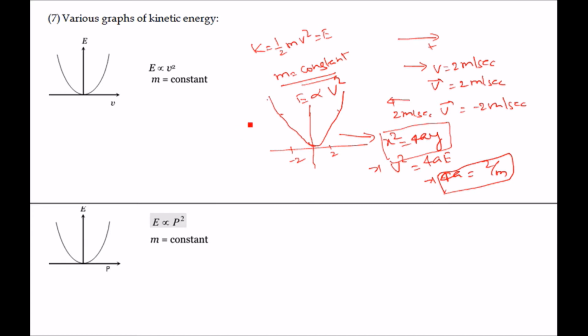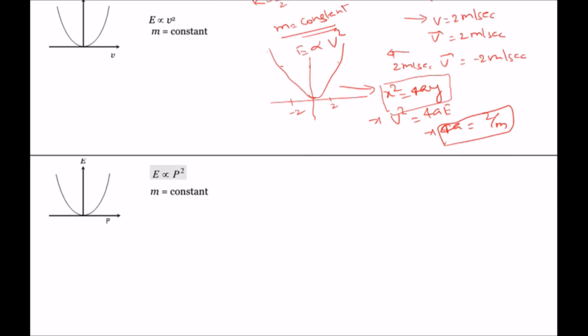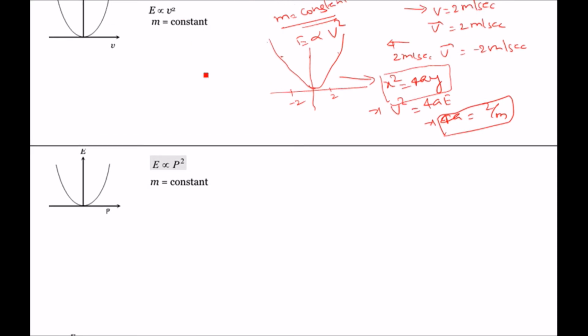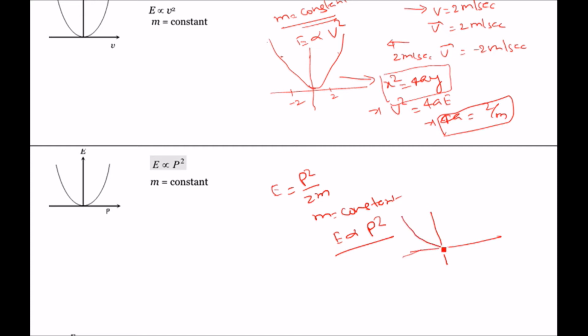Now we will see the second graph, which is the energy versus momentum graph. Here also we consider mass to be constant. As we know, energy E is equal to p square divided by 2m. So for constant m, E is directly proportional to p square. So the energy versus momentum graph is again a parabola having an equation of the standard type x square is equal to 4ay.